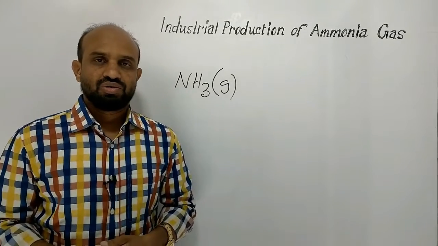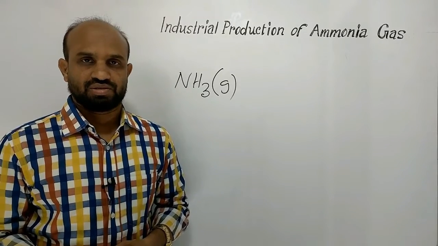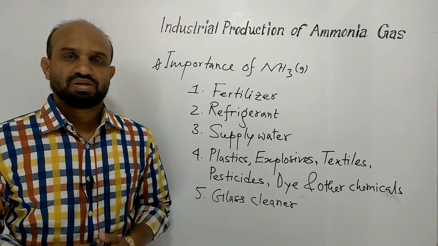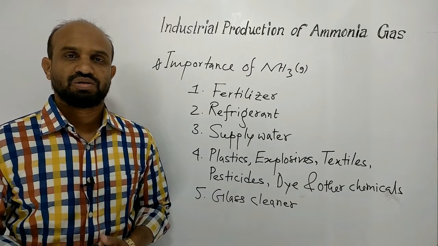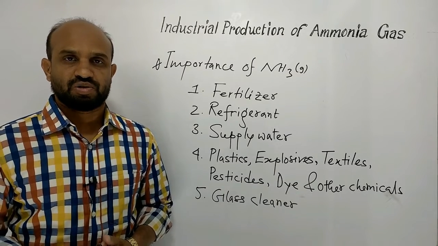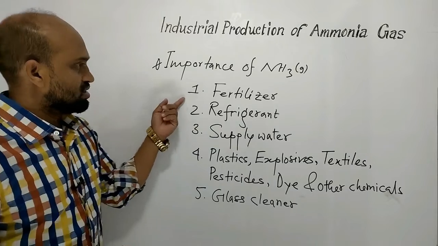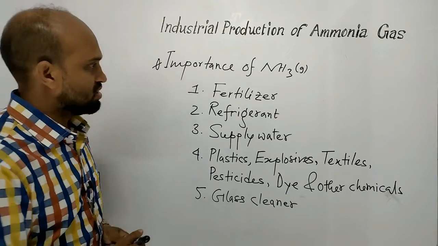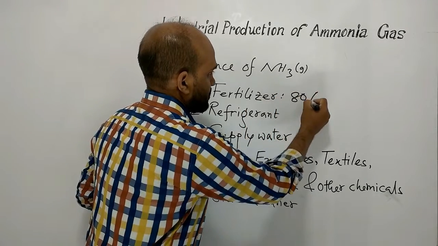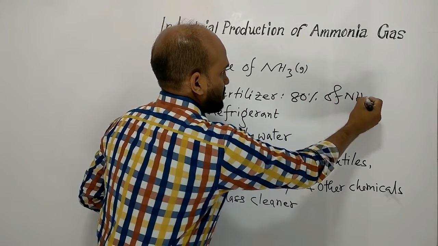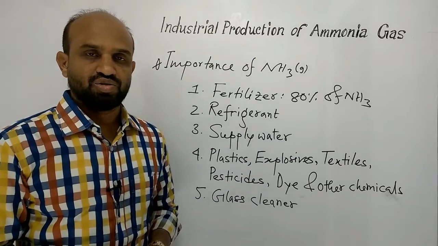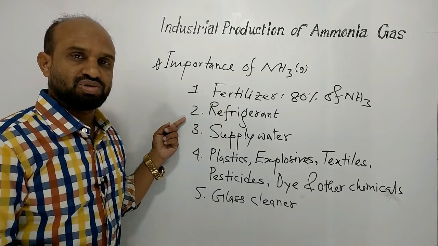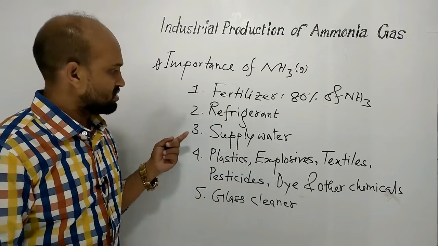Now let's try to know the importance of ammonia gas. Ammonia gas is extremely important. It is used for different purposes. Ammonia is used to manufacture fertilizer. 80% of ammonia is used to manufacture fertilizer. Ammonia gas is used as refrigerant gas.